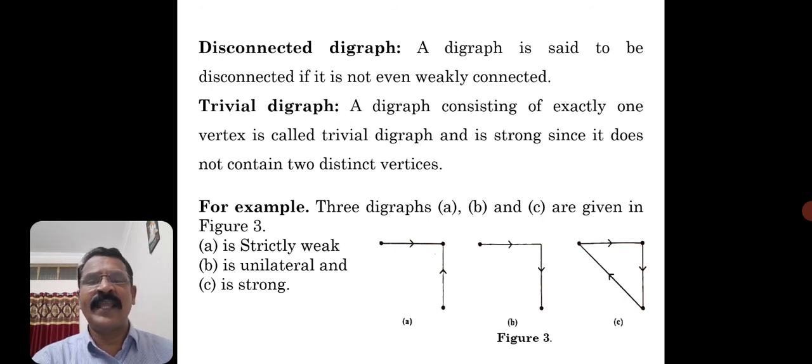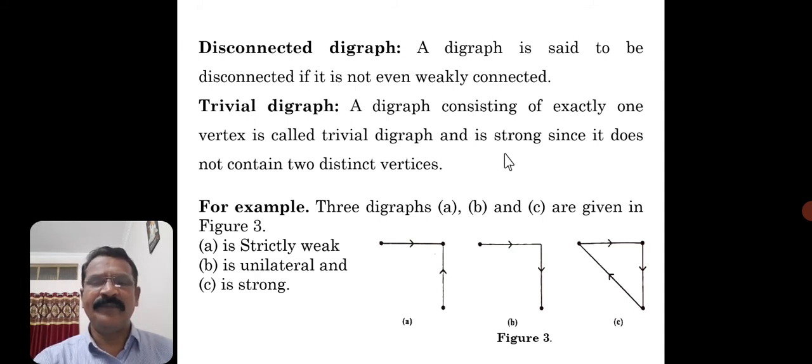Then what would be the trivial digraph? Trivial graph, there it was only one vertex without any edge. So that was the trivial graph in case of undirected graphs. Here, a trivial digraph is a digraph consisting of exactly one vertex. When there is only one vertex, that graph is called a trivial digraph, and it is obviously strong because only one vertex is there. Since it does not contain two distinct vertices, there is no question of u to v or v to u. So that's why it is strongly connected. You can say that graph is a strongly connected digraph.